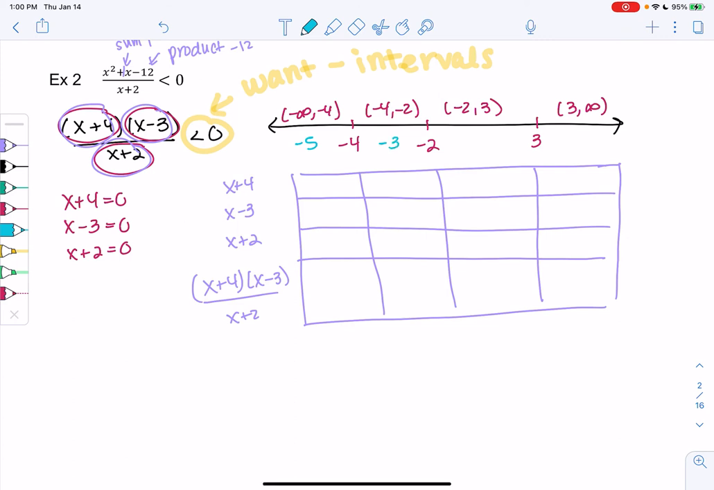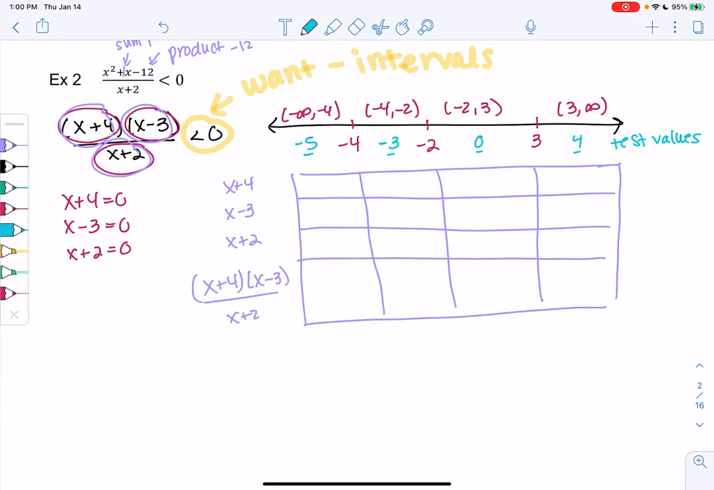Negative two to three, we have a lot of choices. Negative one, zero, one, two. I like zero. You could also pick like one half, but why would we do that? That's hard. And then for three to infinity, anything, maybe I'll pick four. So these are called my test values. These aren't interval values or endpoints, these are just test values. So I like to do it in a different color.